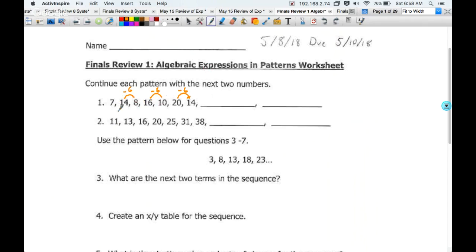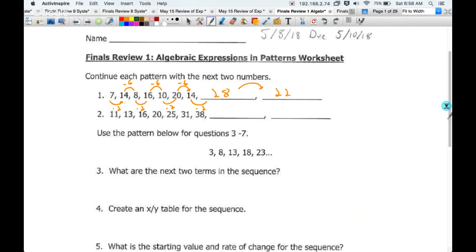So next we check to see if it's a multiplying pattern or dividing. So for these intermediate ones, 7 to 14, I can get there by multiplying by 2. Let's see if that works for the next alternating pair. 8 to 16, yep, that's times 2. 10 to 20, that's times 2. So the next one would have to be a multiplication step since we just subtracted 6. If I multiply by 2, I get 28. And then I should subtract 6, 22, multiply by 2, 44, and so on. All right, so that's problem number 1 there.